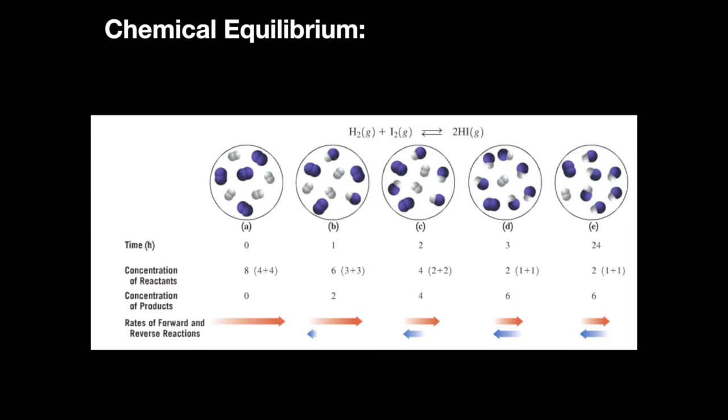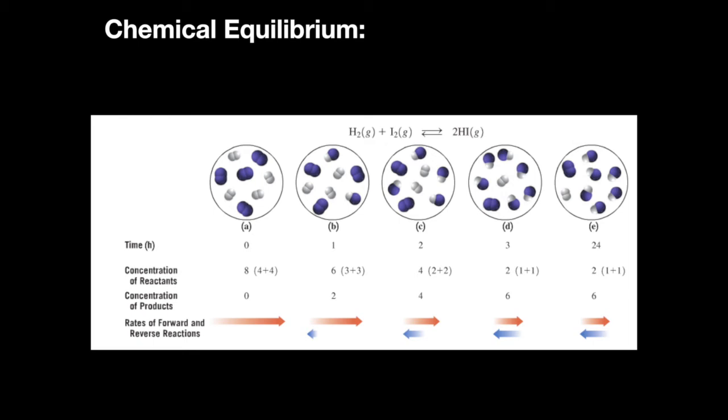You wouldn't see a change in the concentration of H2, I2, or HI, because H2 and I2 are going to be used up at the same rate that HI is used up. So there's no change in concentration, because at chemical equilibrium, the rate of your forward reaction and the rate of your reverse reaction are the same.